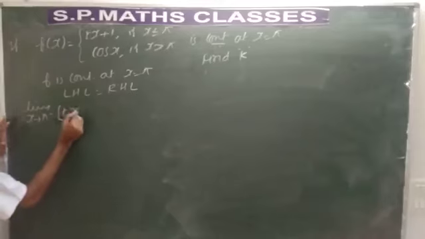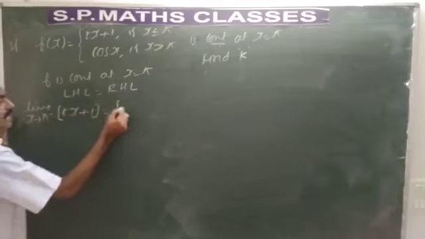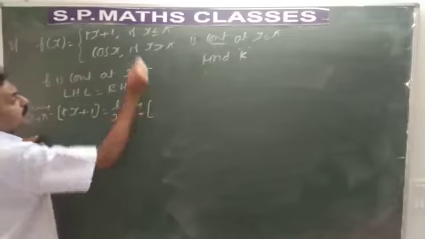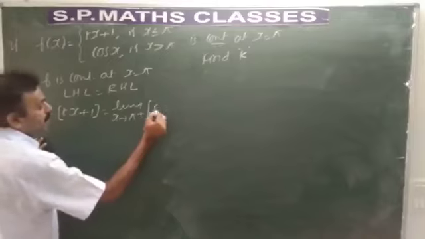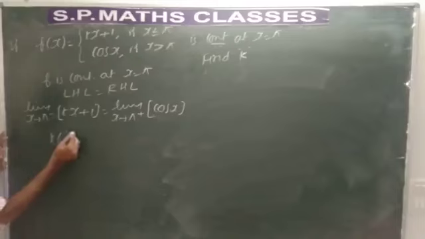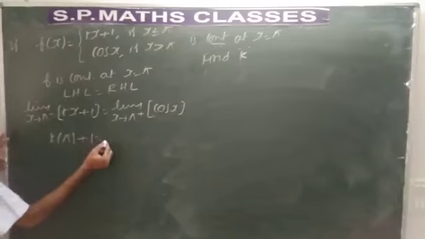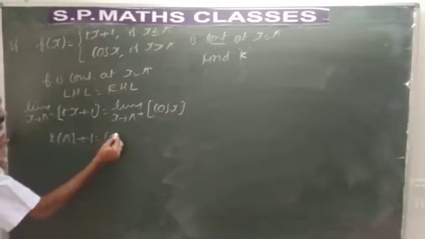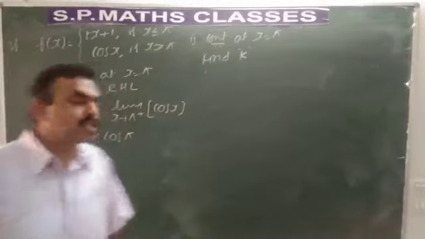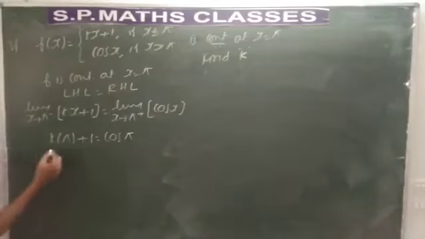What is the function defined for x less than pi? It is kx plus 1. Right hand limit is limit as x tends to pi plus. Which is the function defined for x greater than pi? It is cos x. So I write it as k into pi plus 1 is equal to cos pi, because for pi plus it is cos x. Cos x, you put x is equal to pi, cos pi.